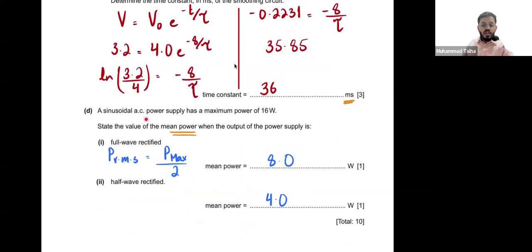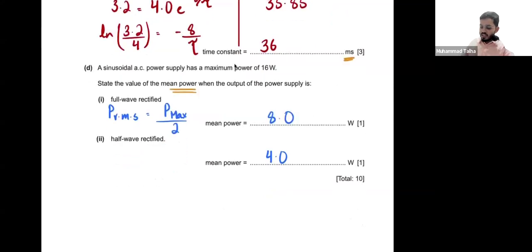Part D, a sinusoidal AC power supply has a max power of 16 watts. State the value of the mean power when the output of the power supply is full wave rectified. So the idea is this, that when we talk about RMS powers of a full wave rectified sinusoidal wave, the power becomes half. Why is this so? Because the derivation is really simple. I've also covered this in my AC lectures. So PRMS, you can say is VRMS, IRMS.